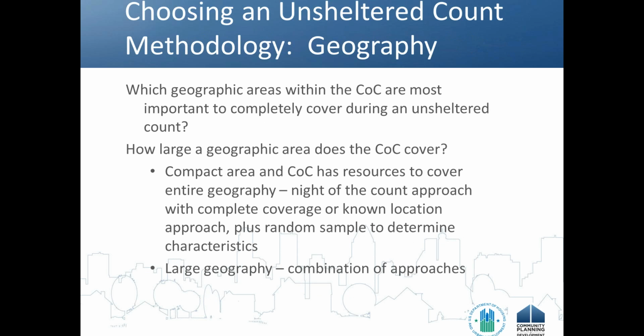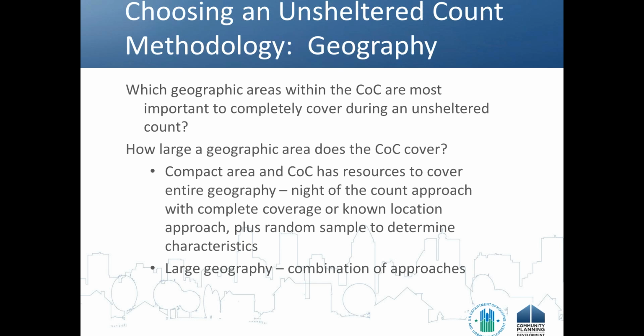So a few other factors to consider as you do the count. I've already mentioned geography. And so you should be asking questions like this. Which geographic areas within the COC are most important to completely cover during an unsheltered count? So I'd encourage COCs to put a special effort there. Obviously, there are some areas that have high concentrations. Those areas should certainly be considered, and generally, you should go out and count those areas. The minor exception might be if you do a random sample, but you'll want to check your sample to make sure it's truly representative. So another thing to consider is how large a geography you actually have to cover.